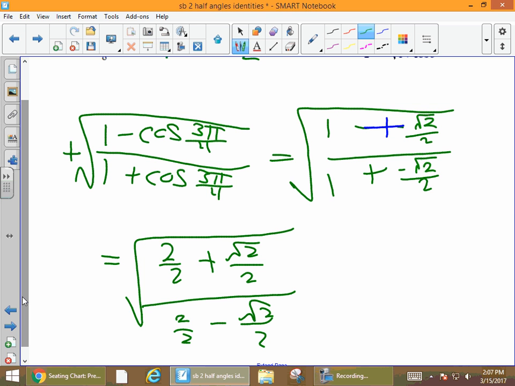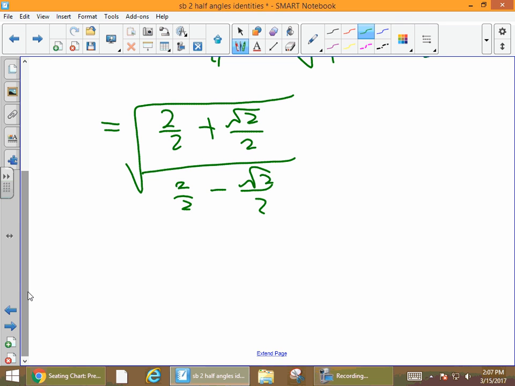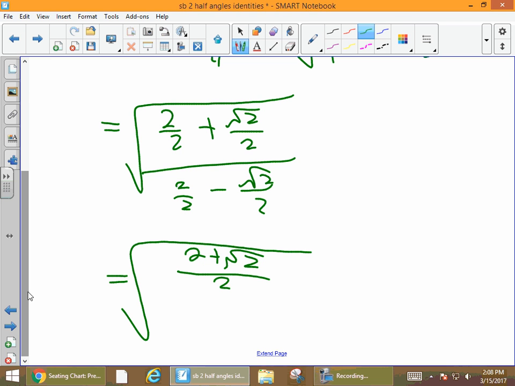And then we just changed our 1 to 2 over 2 to get that common denominator, so we can start combining these fractions together. So what would our numerator simplify to? 2 plus radical 2. It's going to be 2 plus radical 2 over the common denominator, which is 2. And then our denominator is going to be likewise. It's going to be 2 minus radical 2 over the common denominator of 2. I know there's a lot of 2's in this problem.